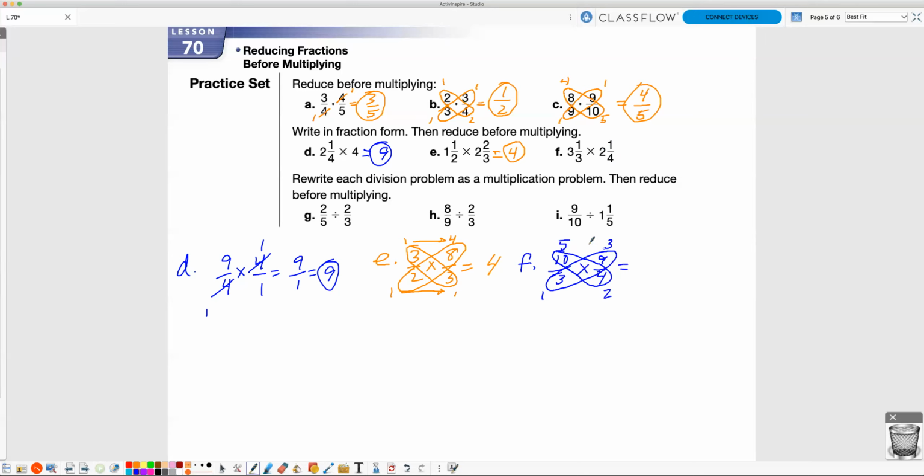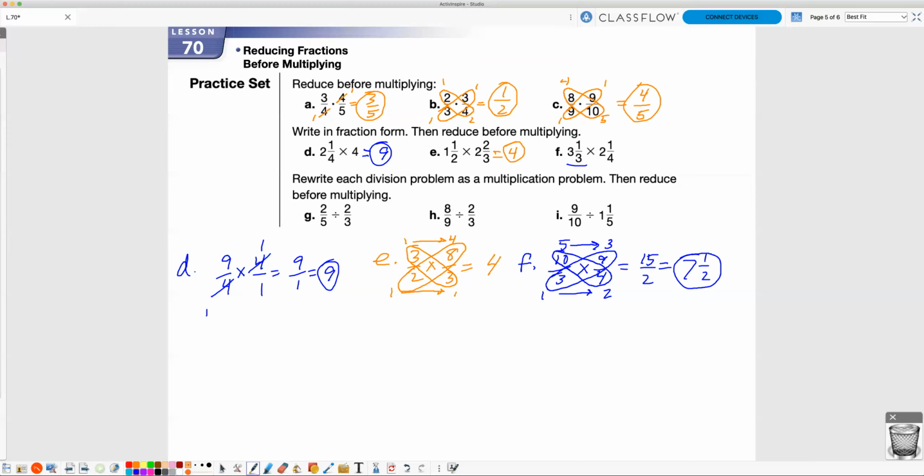I end up with, in this case, 5 times 3 in the numerator and 1 times 2 in the denominator. 15 halves. And because it was in a mixed number format, I have to convert this to a mixed number. 2 will go into 15 7 times with 1 left over. 7 times 2 is 14, that'd be 1 as the numerator and 2 remains the denominator.